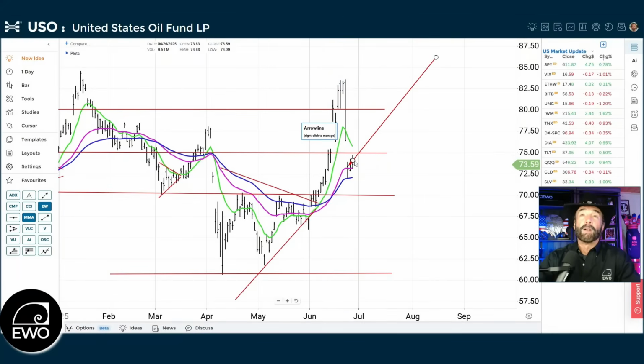But we gapped down here. So we came down, tested the 50-day moving average. Maybe we get a little bit more of a recoil. We had a doji today. So maybe we get a little bit of a move back up towards this 10-day moving average.